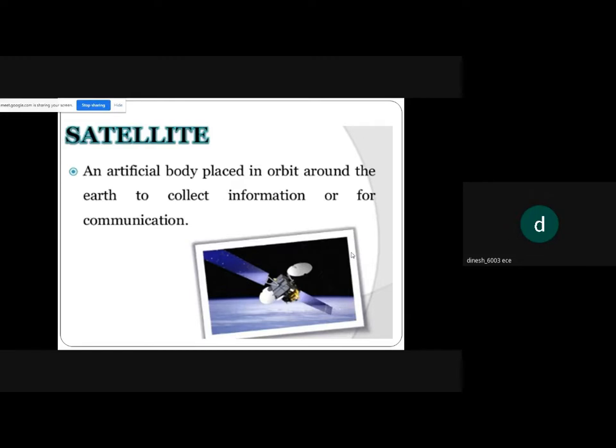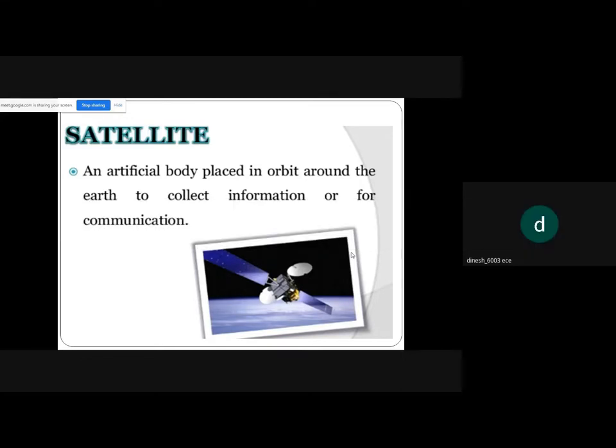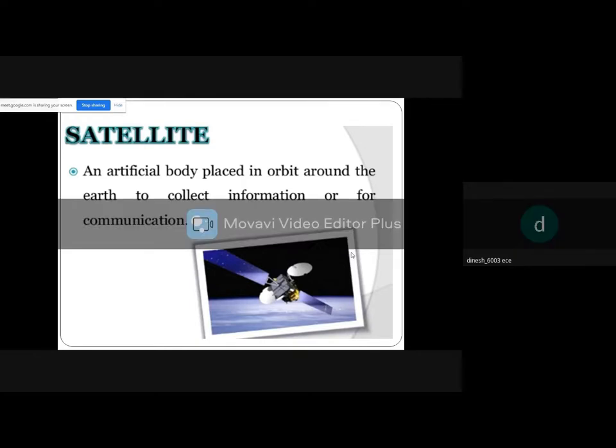So we send artificial bodies and place them in orbit from the Earth's surface for getting information about Earth and giving it back to Earth. That is an artificial satellite. For Earth, we have a natural satellite, which we call the Moon. Moon is a natural satellite of Earth, whereas the satellites that we launch for getting information of Earth and even of space are in the artificial satellites category.